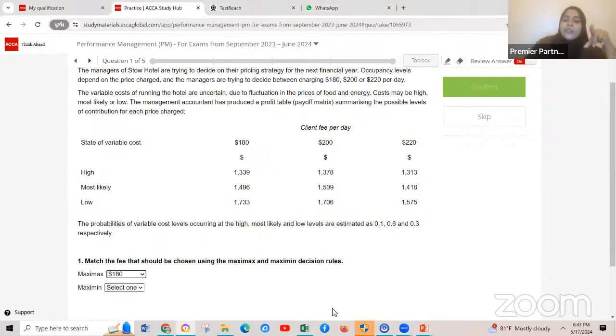Maximin. Now what will this guy look at? He looks at all the worst outcomes first. 180, this is the worst outcome. 200, this is the worst outcome. 220, this is the worst outcome. Out of the worst, what is the best? That is what he will see.